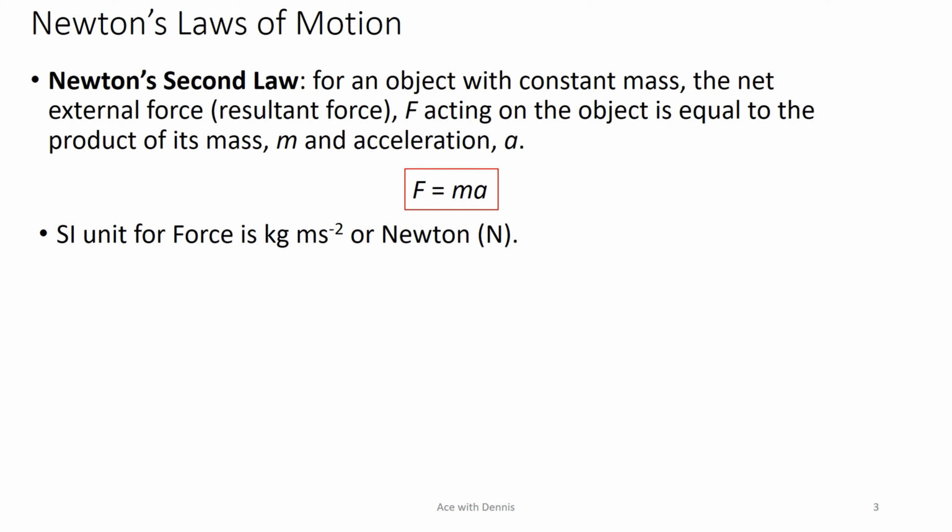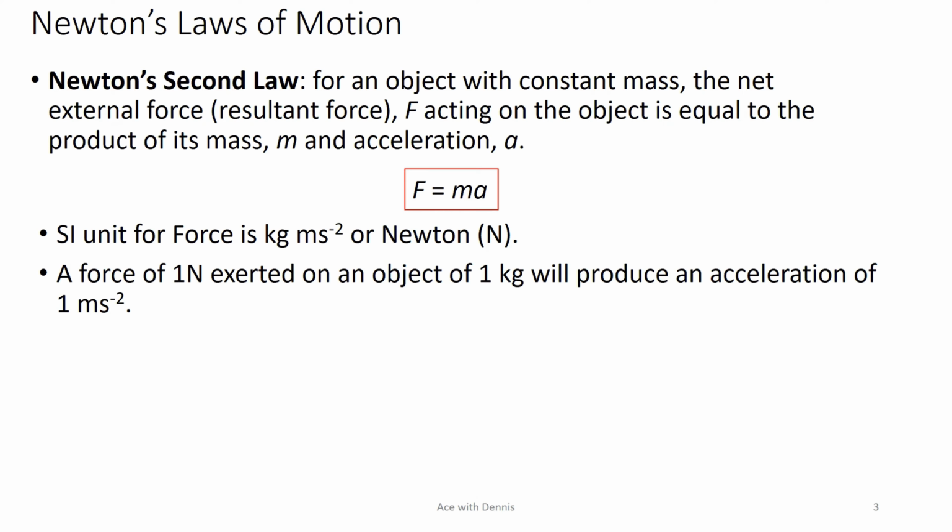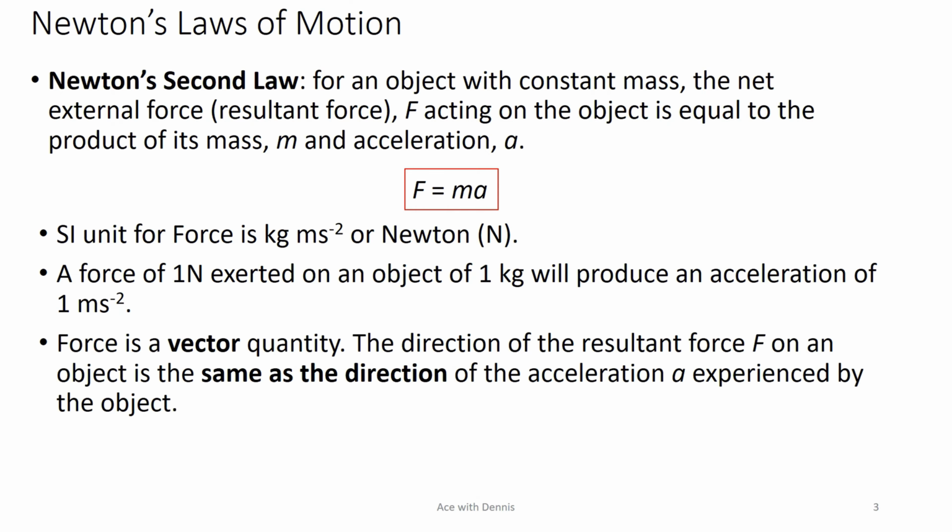The SI unit for force is kilogram meter per second square, or Newton, with symbol N. A force of 1 Newton exerted on an object of 1 kilogram will produce an acceleration of 1 meter per second square. Force is a vector quantity. The direction of the resultant force F on an object is the same as the direction of the acceleration a experienced by the object.